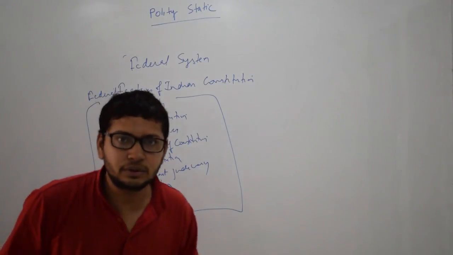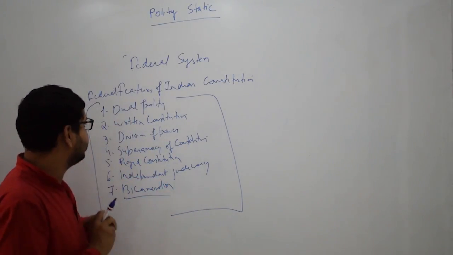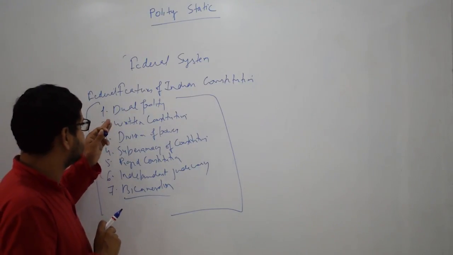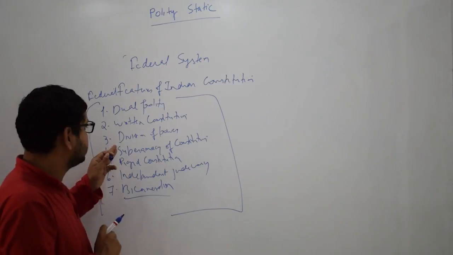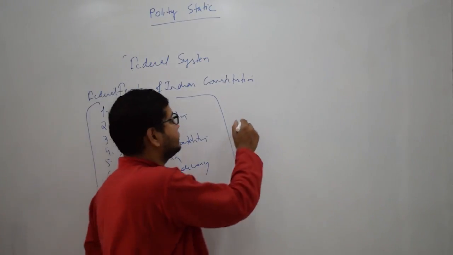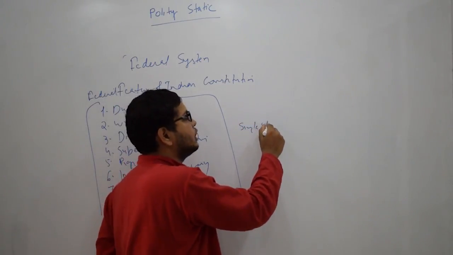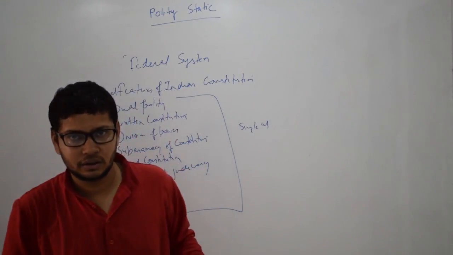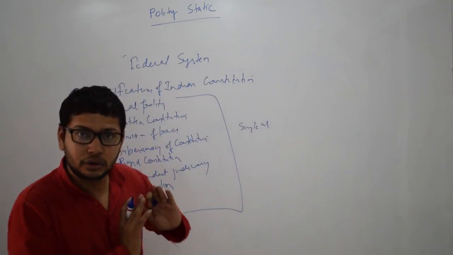Right? So if a question comes with 4 statements given, the dual polity, the written constitution, supremacy of constitution, and single citizenship, then you have to mark only the first 3 as right, the 4th is wrong. Right? So the question could be asked in that context.